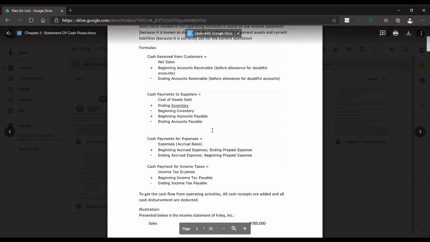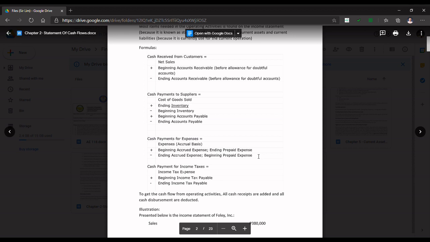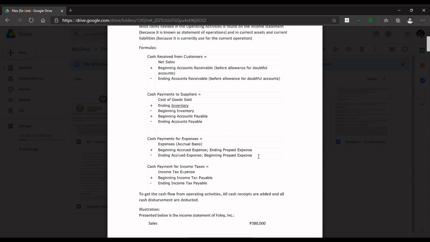So we just combine the two, because the expenses here have a portion that is accrued expense and prepaid expense. So we put together the two computations that I mentioned, and we get the cash payments for expenses. Okay? So just memorize the formula. But if you can't memorize it, just understand or recall what I just explained to you.